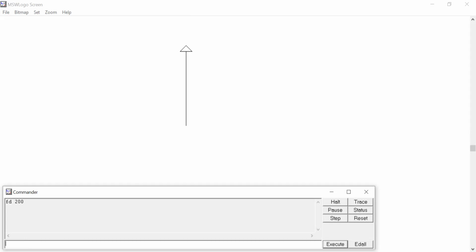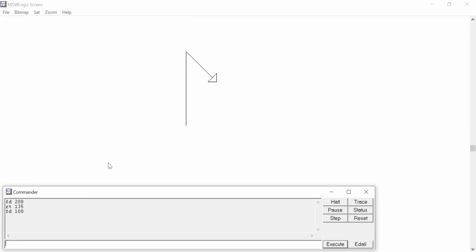So then after FD200, we are going to write RT 135. So guys, RT is the short form of right. So the turtle will move to the right like this. And then we are going to write FD100, which means forward, like 100 forward. So the turtle will move forward.